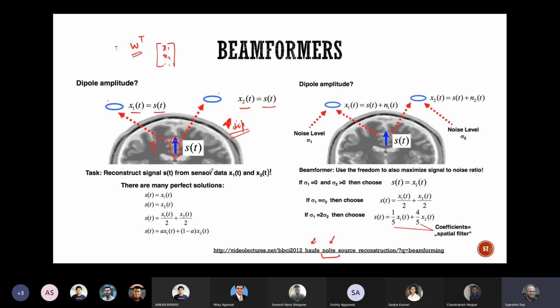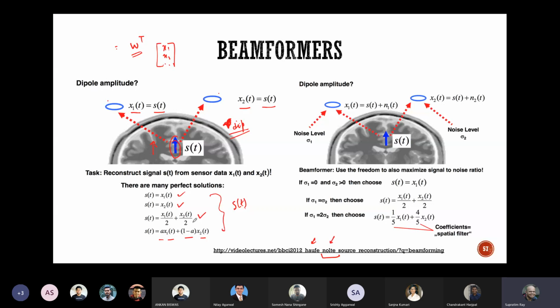Now in this case, there are infinitely many perfect solutions. I can say S is just x1. That is also correct because x1 is just S. I could say S is just x2. I could say I'll just average them, or I will take alpha times x1 plus 1 minus alpha times x2. These are all correct solutions. They will all give me S back. They are all linear combinations of x1 and x2. Correct?